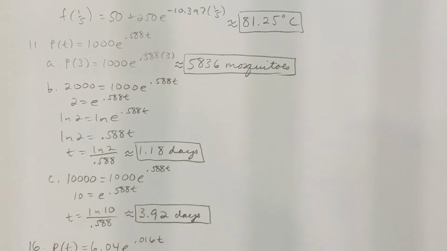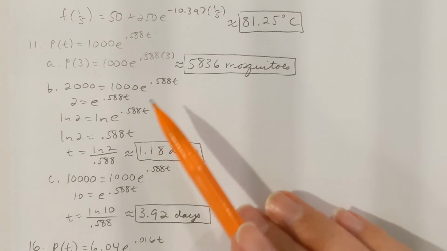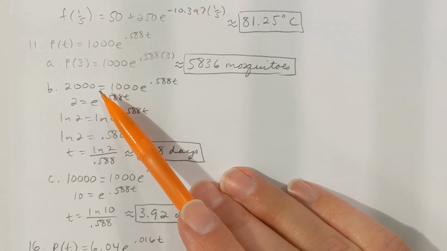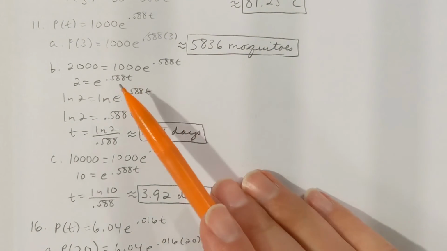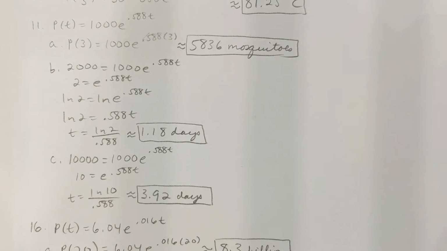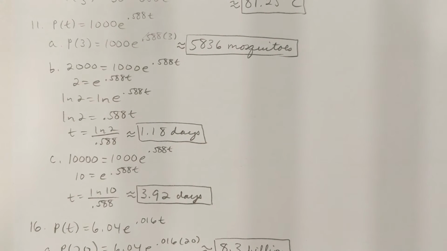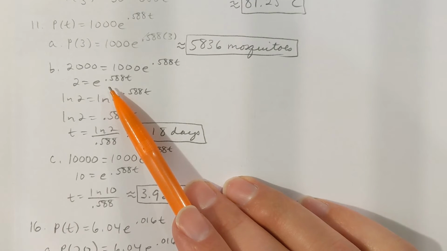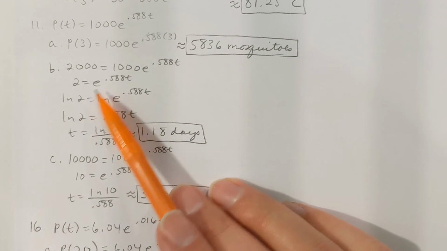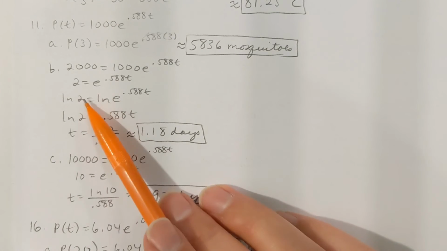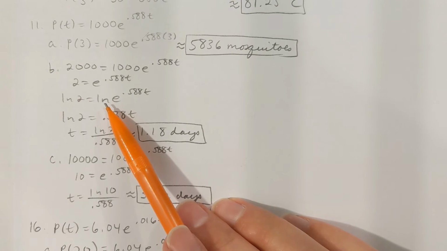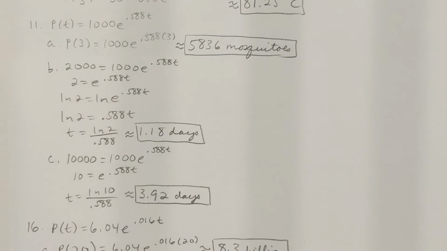I want to set the population equal to 2,000 mosquitoes and then solve this equation for t to figure out the time that it will take to get to a population of 2,000 mosquitoes. Let's solve this equation. If you divide both sides by 1,000, 2,000 over 1,000 is 2. And 2 equals e to the power 0.588 times t. The bases are not going to match there nicely, so I'll want to use logarithms next. Take the ln of both sides. That allows the power to come in front of the logarithm on the right. So you're going to have 0.588t times the ln of e. The ln of e is 1.